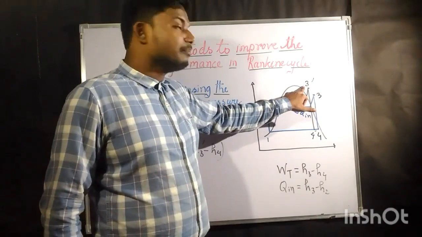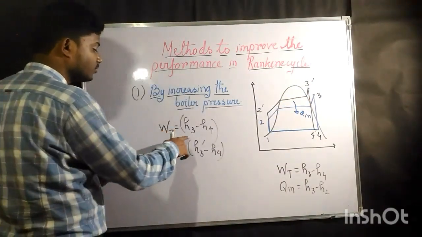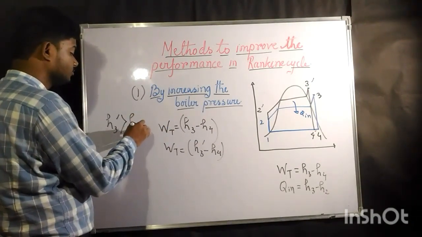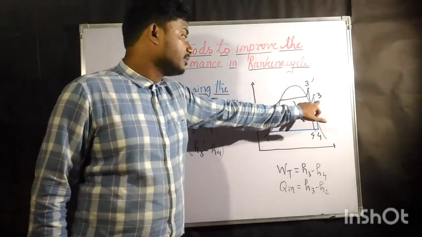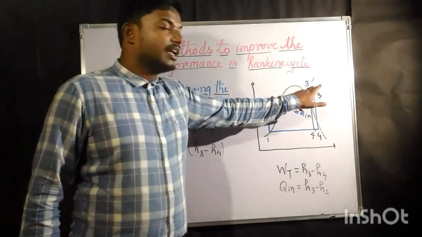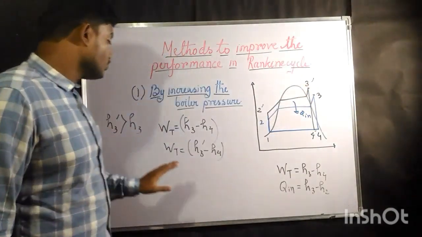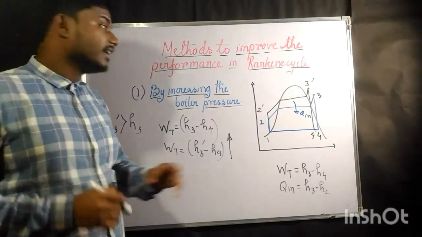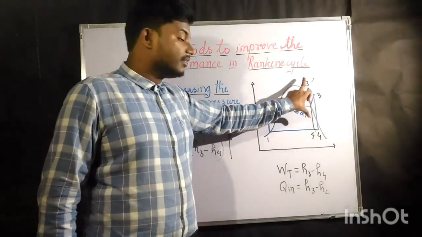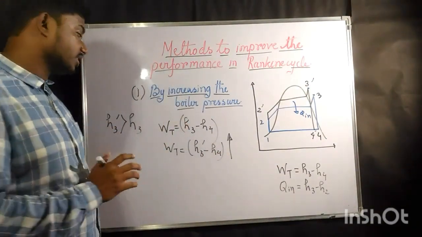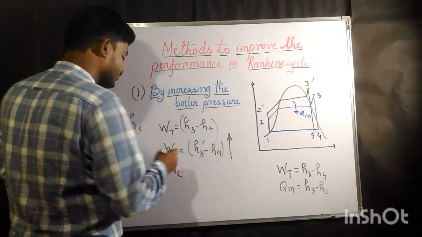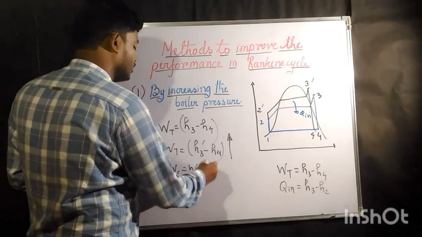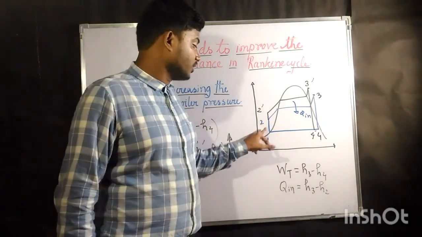So obviously as its temperature is going to be higher, H3 dash is going to be higher than H3. That means enthalpy at point 3 is lower than enthalpy at point 3 dash. So your work done in the second process, that means work done by turbine in the second process, is definitely going to increase. Similarly, if you look at the work done by pump, it is also going to increase.